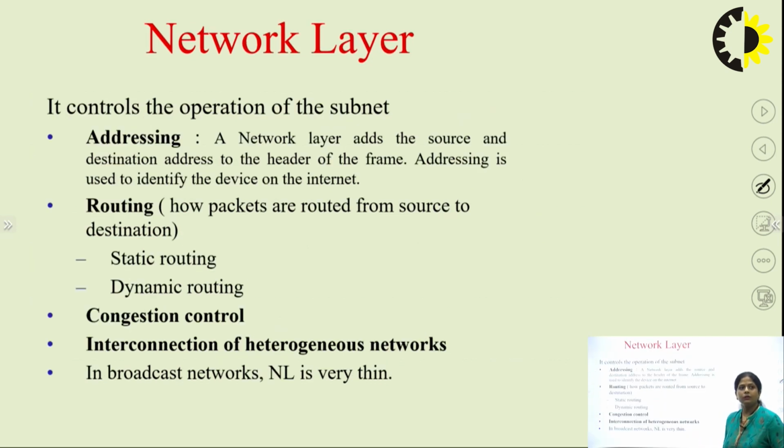Fine. So what are the other functions? It controls the operation of the subnet, say addressing, routing, congestion control, and interconnection of heterogeneous networks.